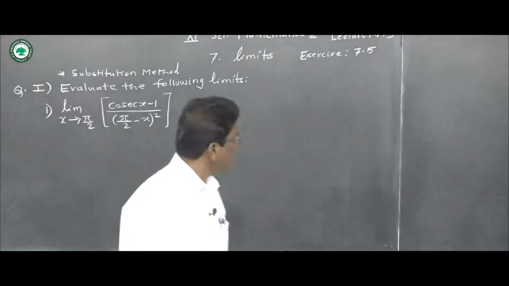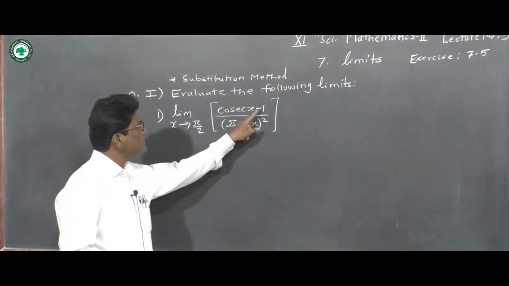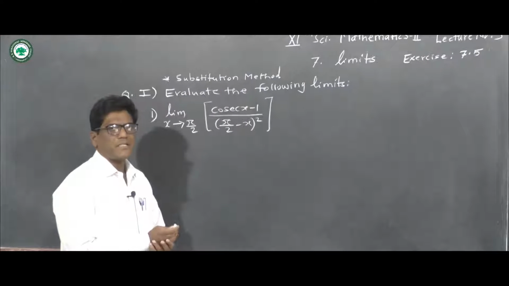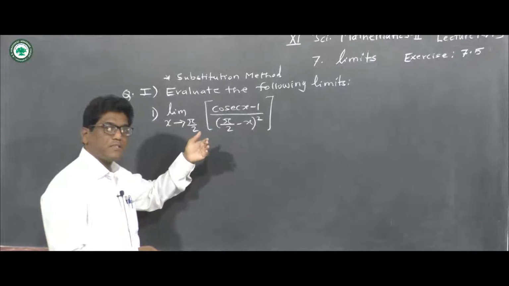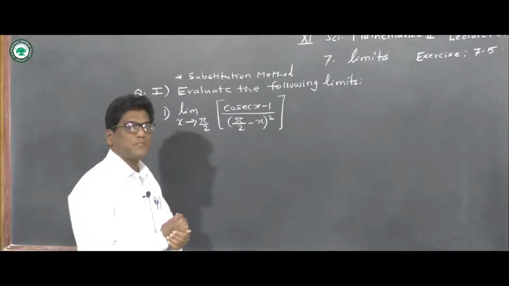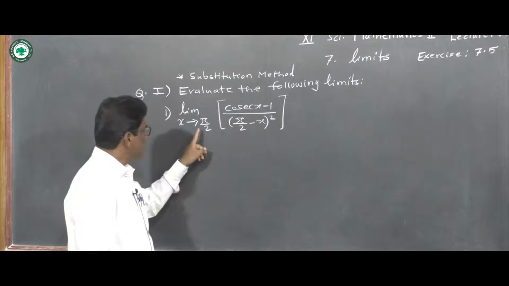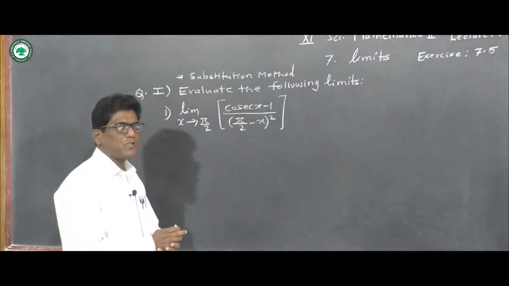The first problem: limit x tends to pi by 2, (cosec x minus 1) divided by (pi by 2 minus x) whole square. Now here we see the substitution method. In this problem we have to use substitution method. Before that, the denominator becomes 0, that is, we put x as pi by 2, pi by 2 minus pi by 2 is 0. So we have to solve this by any method.